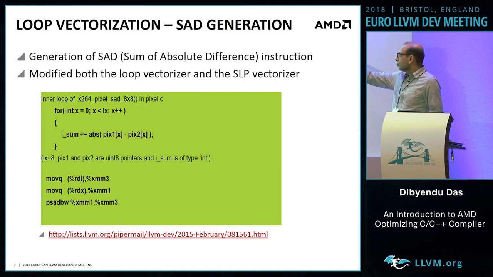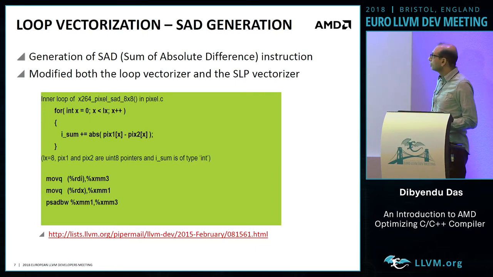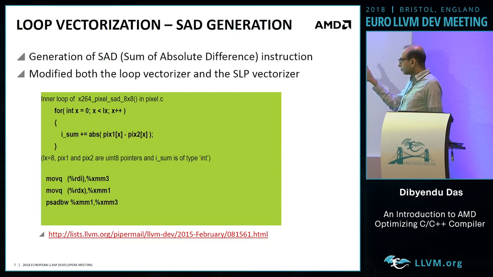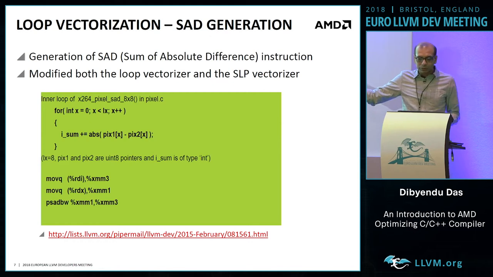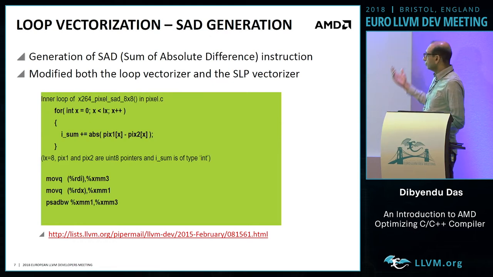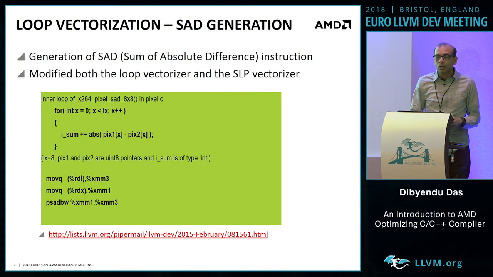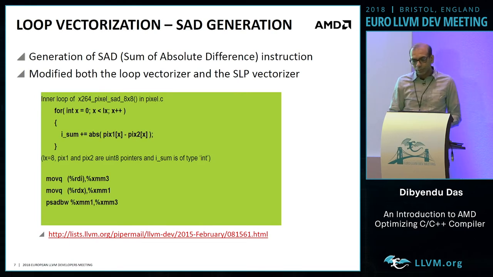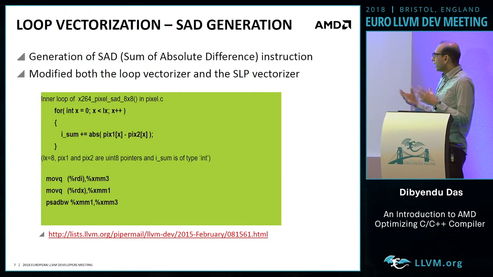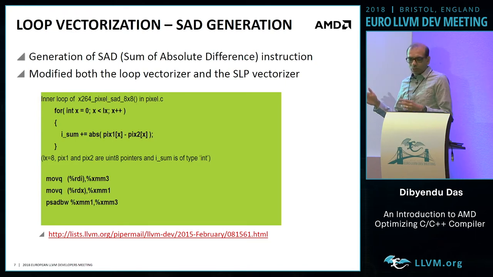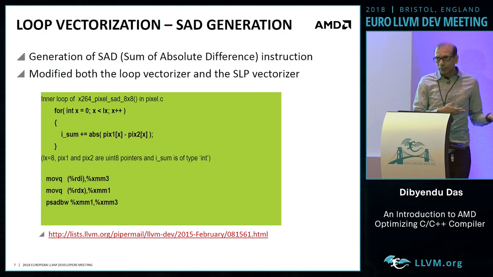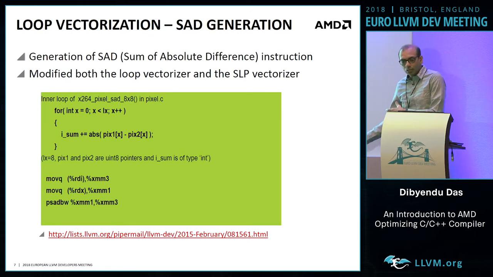So you see the sum of absolute difference coming from a particular function in a benchmark in the SPEC suite, and the goal is to utilize the PSADBW instruction there. If you don't use it, you will get a bunch of instructions from the normal Clang or LLVM. So we applied the technique of understanding the pattern at a very high level, replacing it by a SAD intrinsic and then lowering it down.